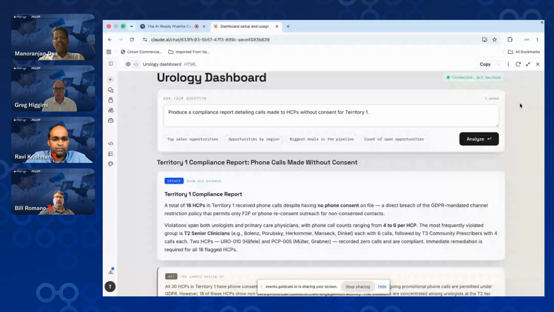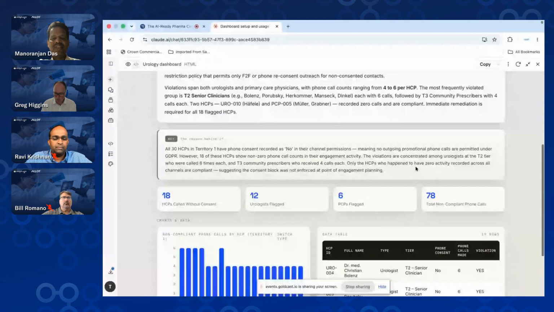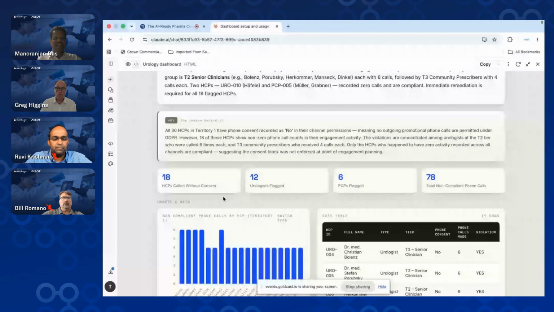Behind the scenes, we have documented those things, and we are pulling the data from the Viva system, like how many calls have been made to the HCPs. Based on those two sets of data, the system is analyzing, and I have asked, tell me in territory 1 how I am compliant with my calls. So here is the dashboard we get.